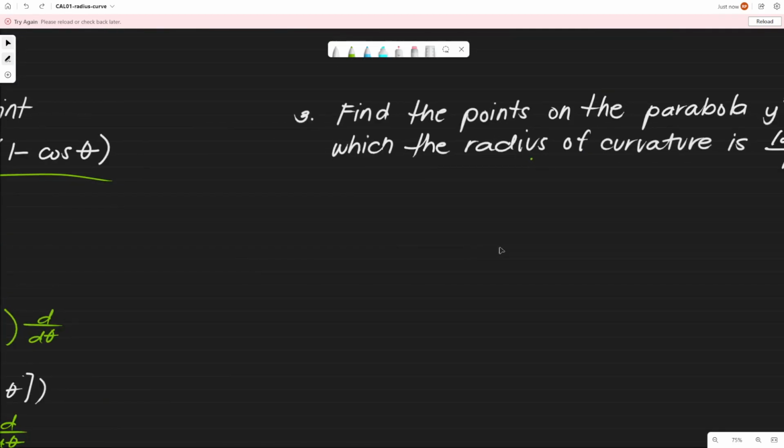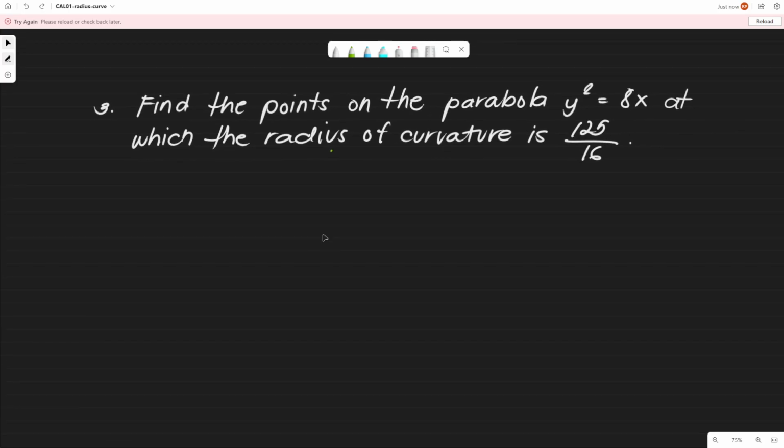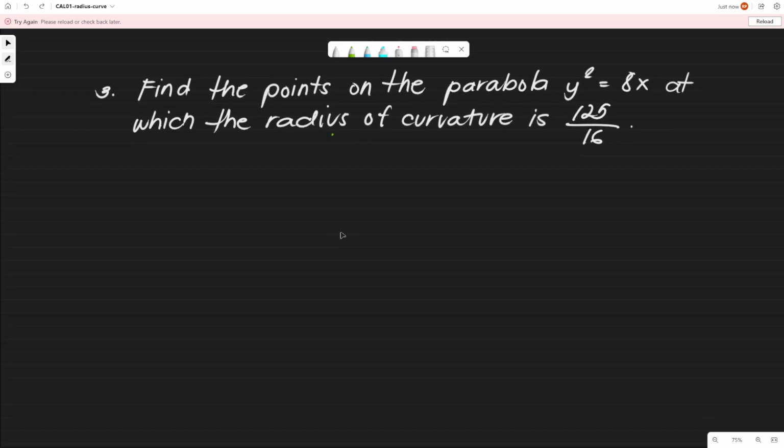So, let's have our last example, no? So, sabi dito, find the points of the parabola y squared is equal to 8x at which the radius of curvature is 125/16. So in this case, hindi given kung ano yung point but instead ano ang given natin? Our radius of curvature. Okay, so we will be using this one.